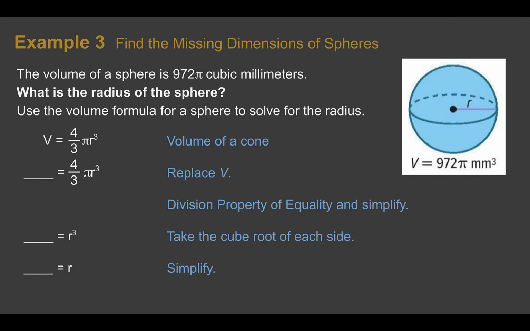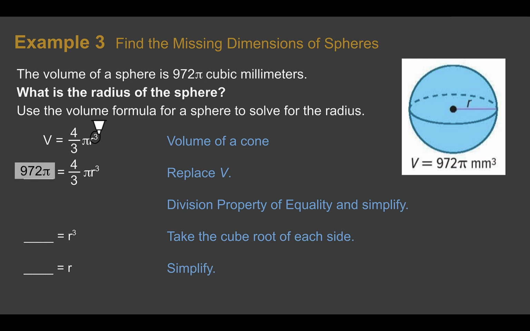Example 3. Find the missing dimensions of spheres. The volume of a sphere is 972 pi cubic millimeters. What is the radius of the sphere? So just like we were doing before, plugging in values, the only difference, if you need to find the radius of a sphere, instead of taking the square root at the end, you have to take the cube root because our formula has r to the third power.